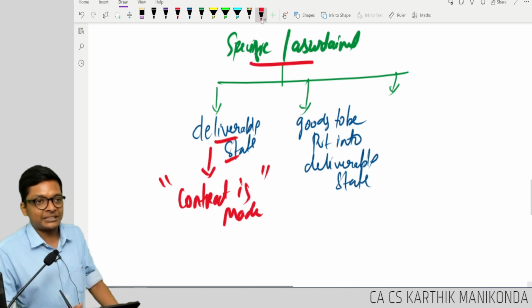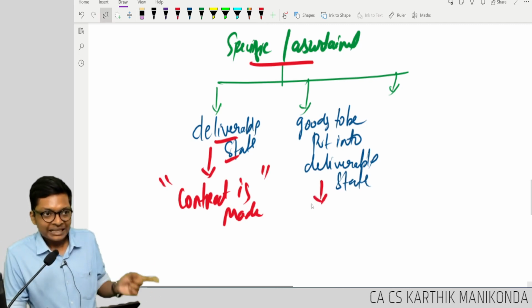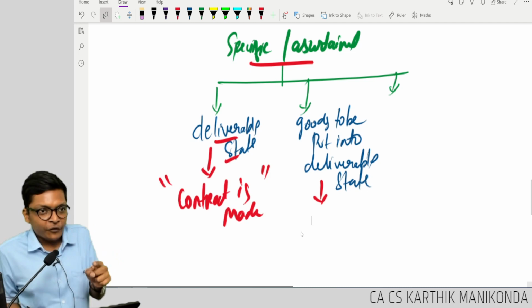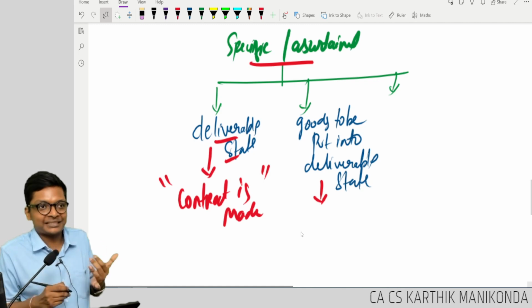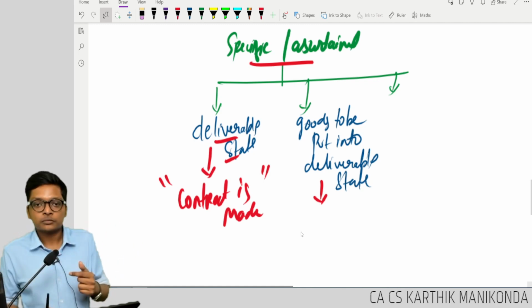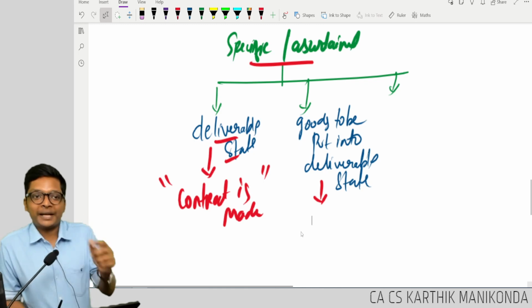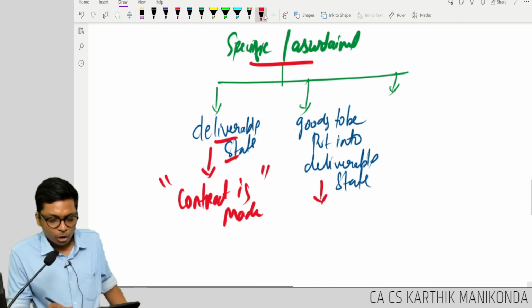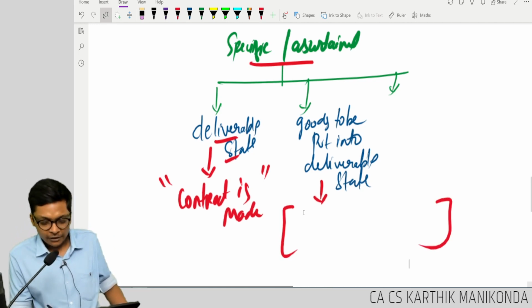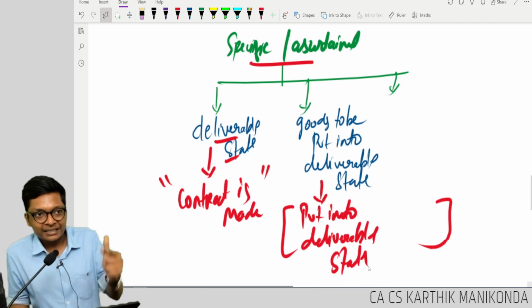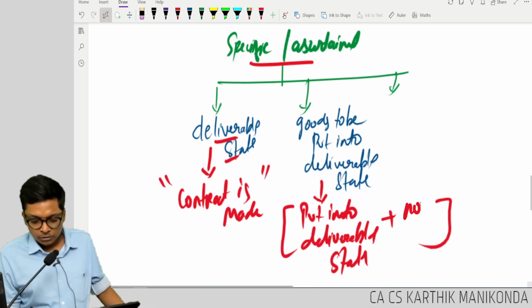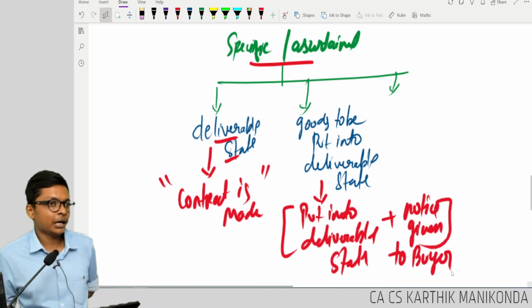In this case, ownership is transferred when the goods are put into deliverable state, that means the good is ready for delivery. Only when the cake is ready for delivery. But just because the cake is ready, the seller has to intimate the buyer. So when goods are to be put into deliverable state, ownership is transferred when two things happen: when goods are put into deliverable state, for example the cycle is assembled, I have to be called and informed, otherwise how will I know? Plus notice given to buyer. Are you following?